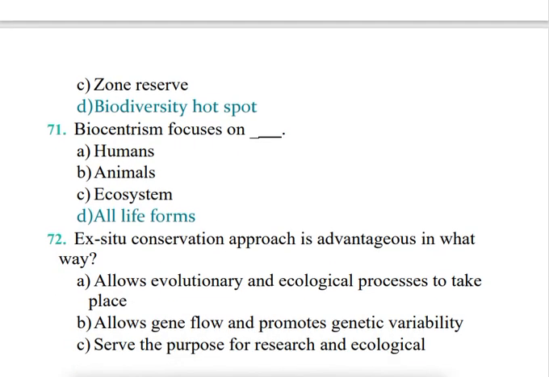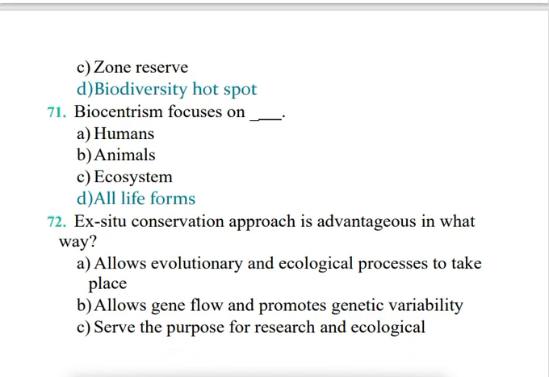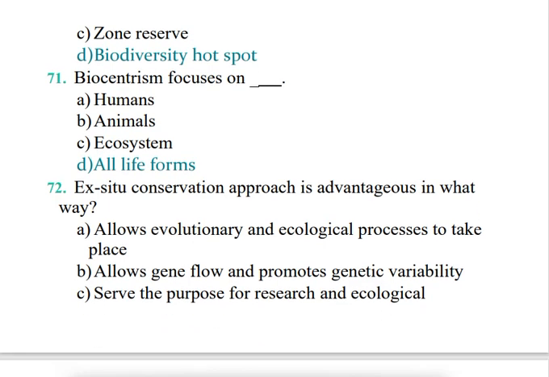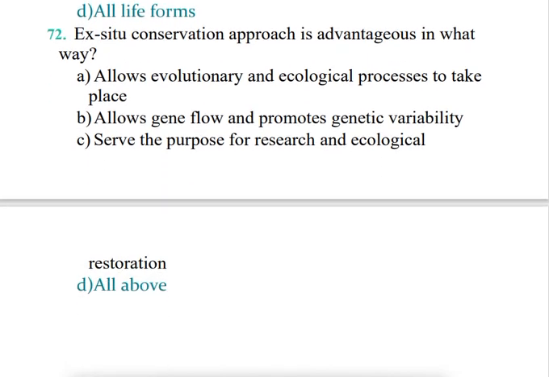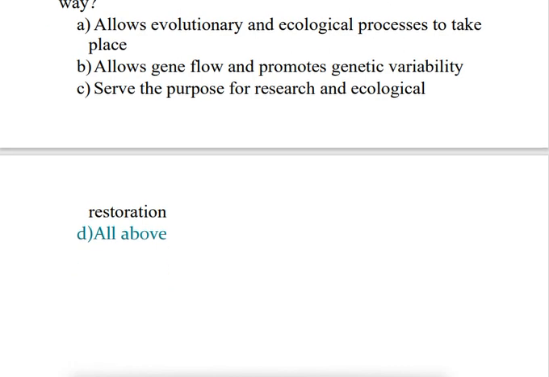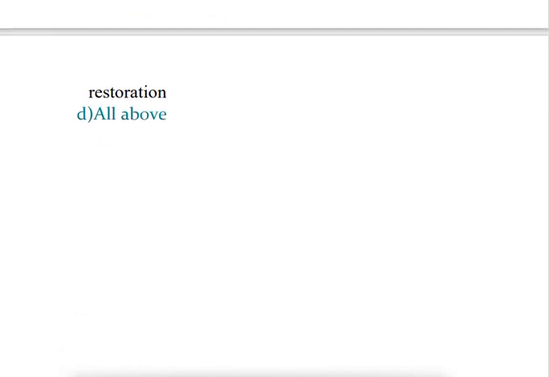Biocentrism focuses on humans, animals, and ecosystems. These are biocentrism. Ex-situ conservation approach is advantageous in what way? It allows evolutionary and ecological processes to take place, allows gene flow and promotes genetic variability, and serves the purpose of research and ecological restoration. All of the above.